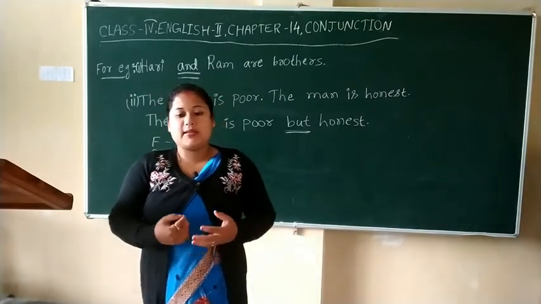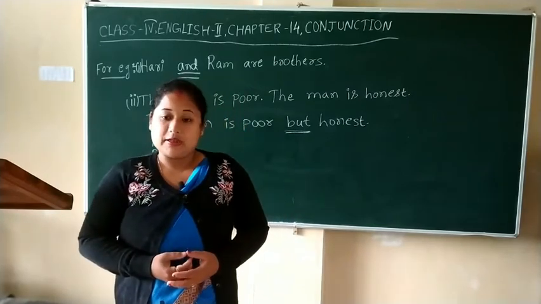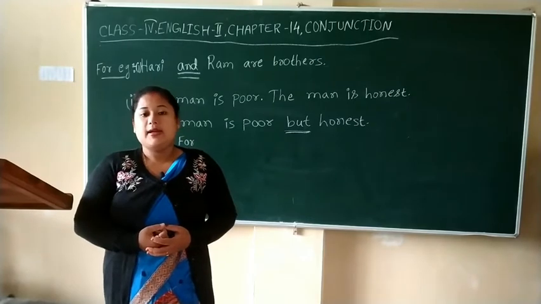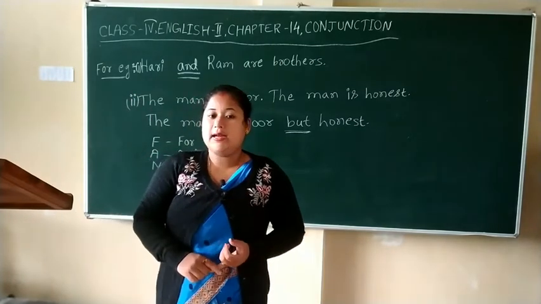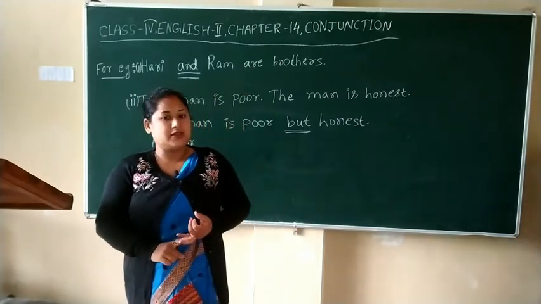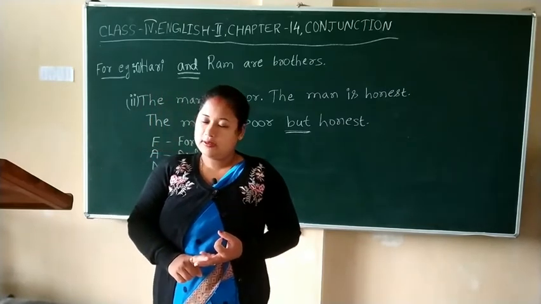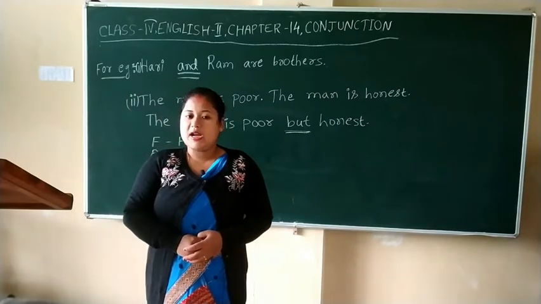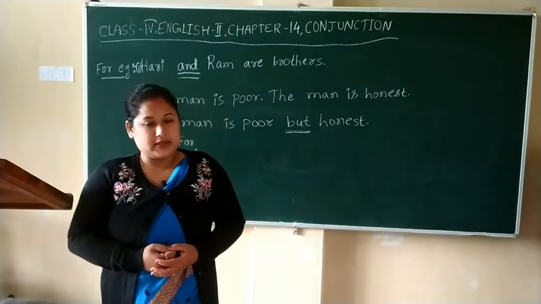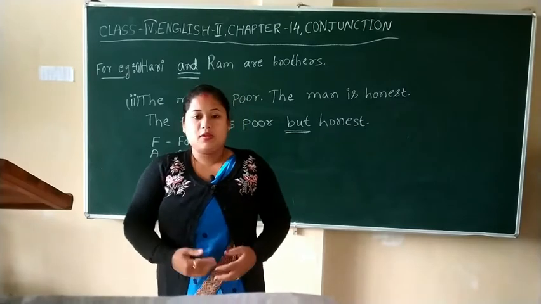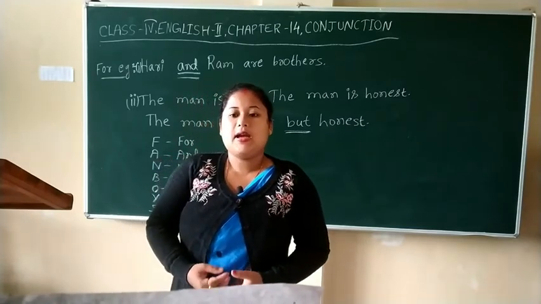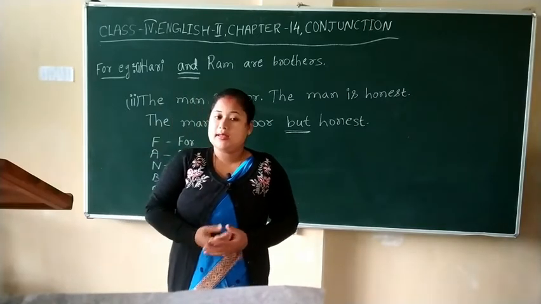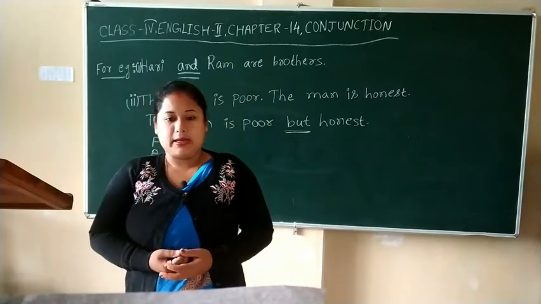Now, let us discuss the different types of conjunctions. There are three types of conjunction. They are coordinating conjunction, subordinating conjunction, and correlative conjunction. Today, in this class, we shall discuss coordinating conjunction. Coordinating conjunctions are used to join linked words, phrases, and sentences of equal importance.